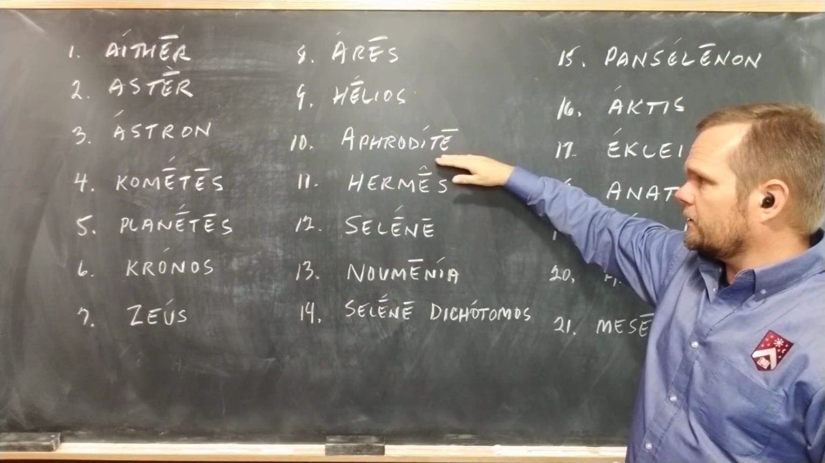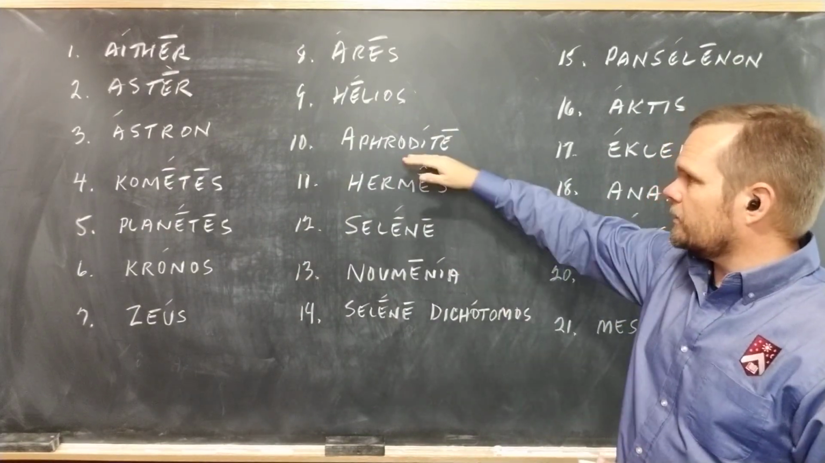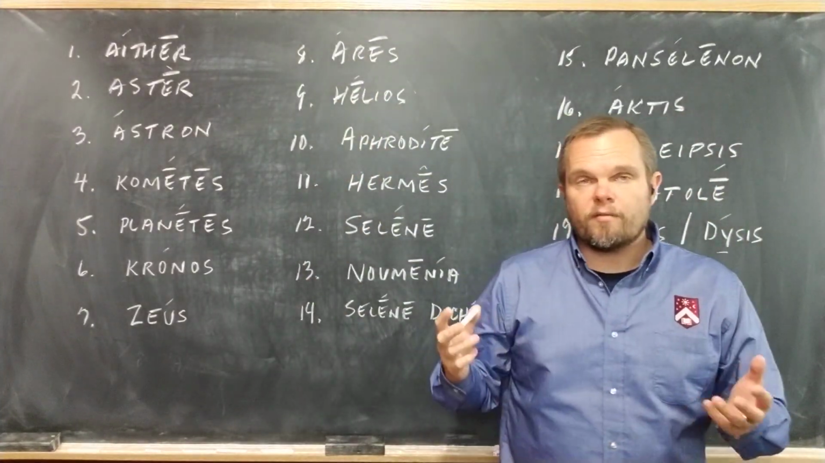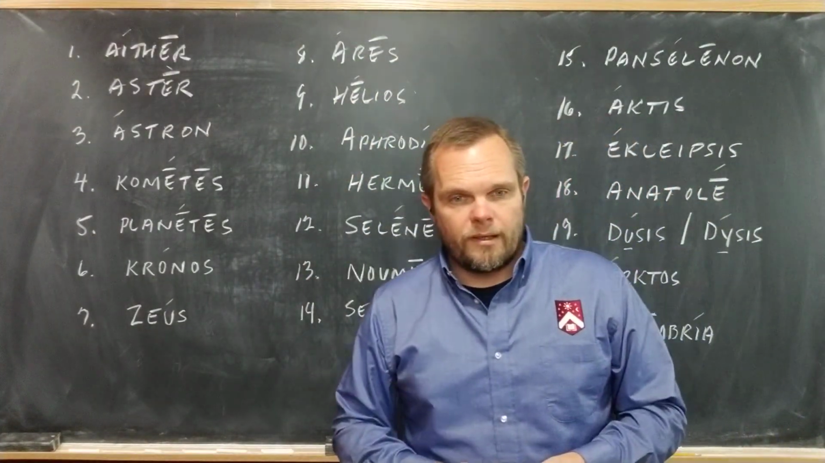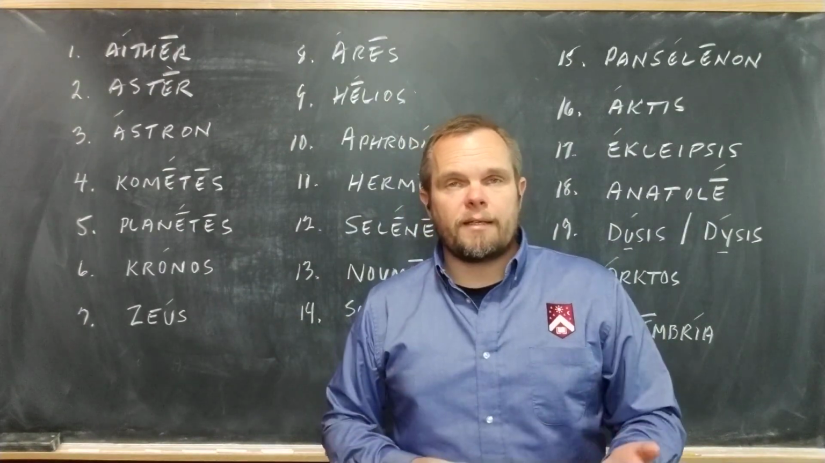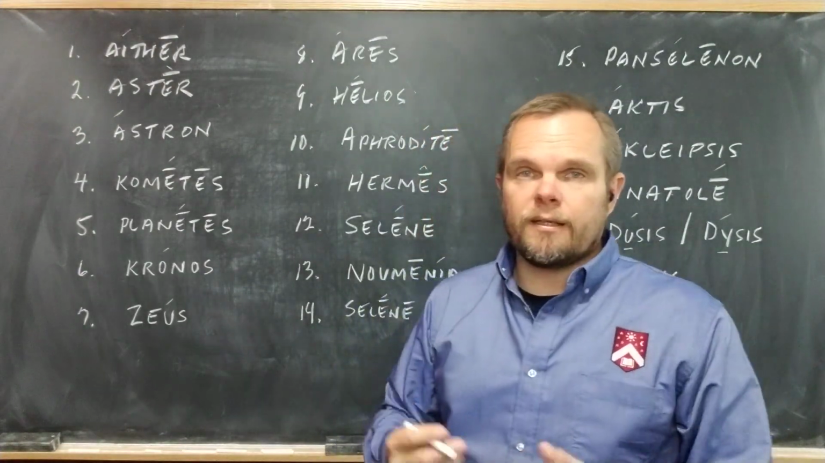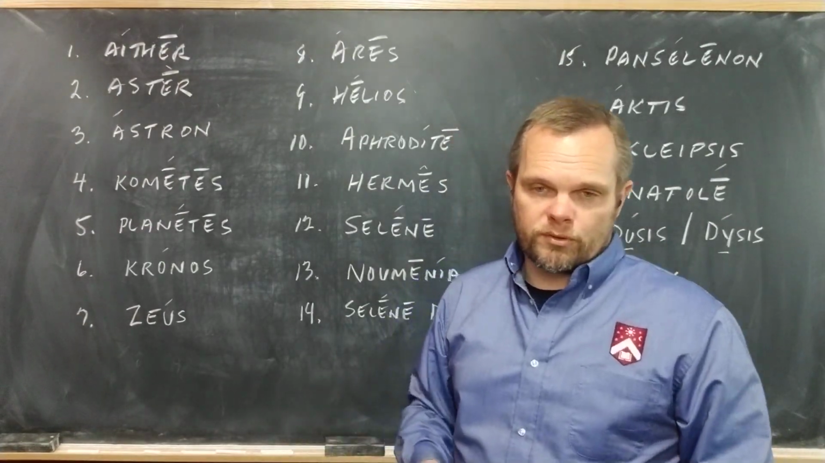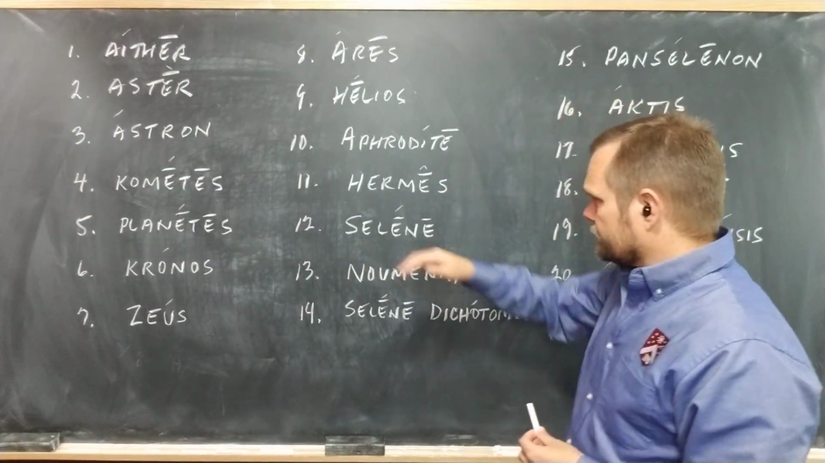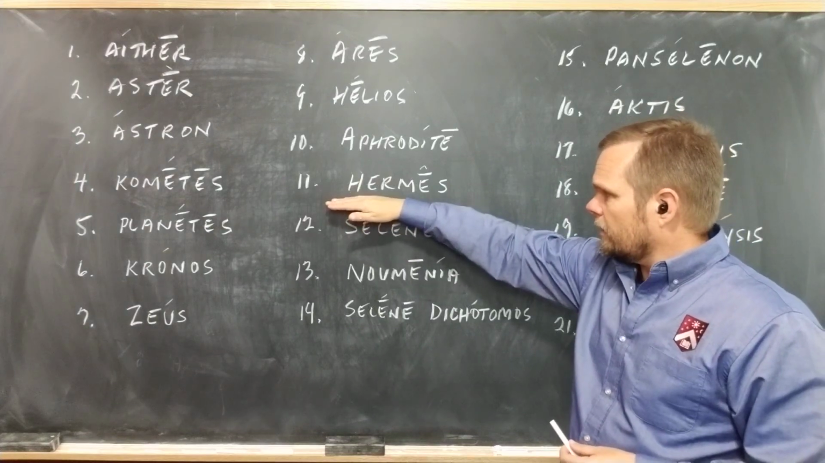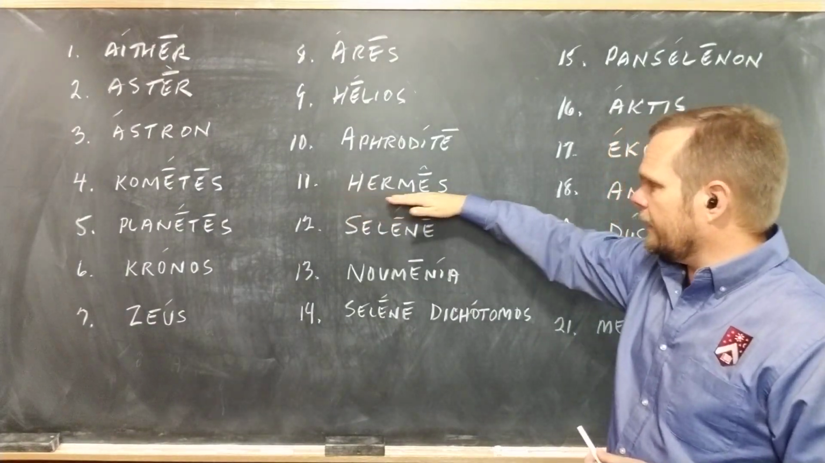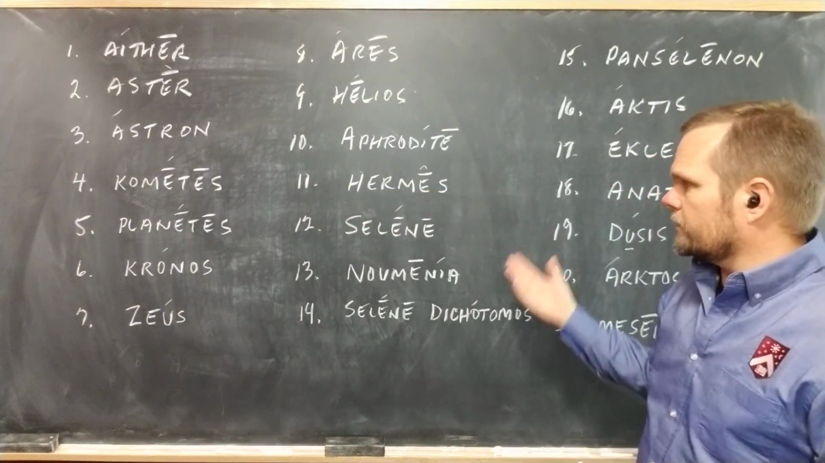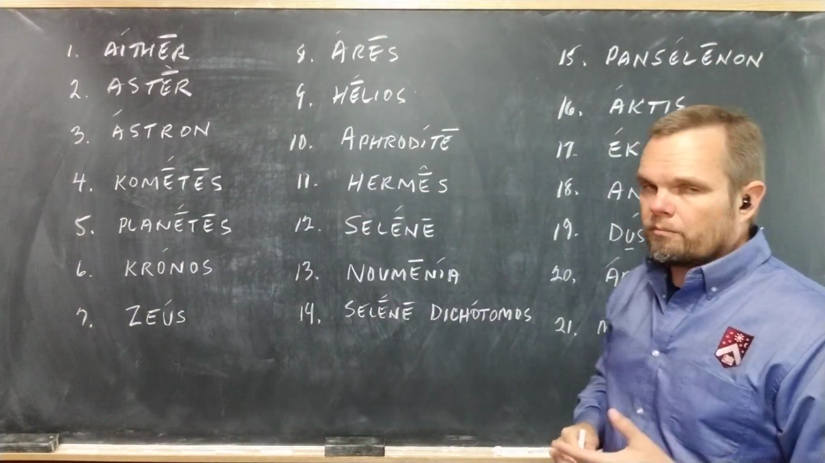Aphrodite. She's the goddess of love in Greek, and her name is the name of the planet, Venus, or Venus in Latin. Next, number 11, we have the planet Mercury. Mercury in Latin is Mercurius. And here in Greek, it's named after the messenger god Hermes. That's the Greek equivalent to Mercurius or Mercury.